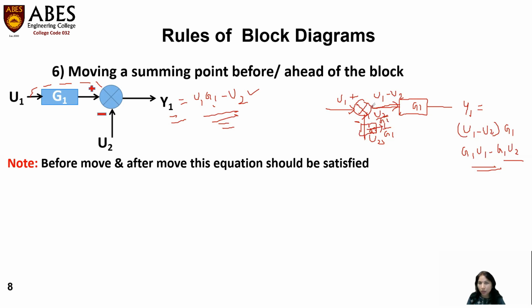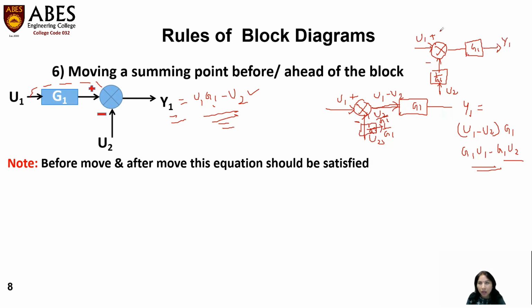And from this side, U1 signal is coming. So basically, I'm drawing here again. Just see, this is the summation point and this is the signal coming. If I add one block of 1 upon G1, right? This signal is U2. This is U1 having positive sign, this having negative sign. And here I'm getting one G1 block, and this is the output Y1.